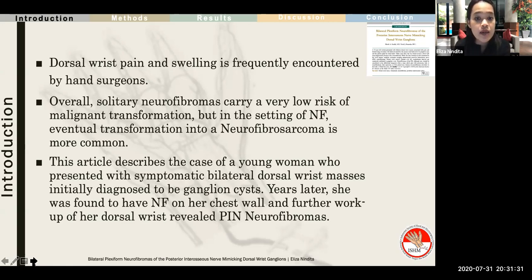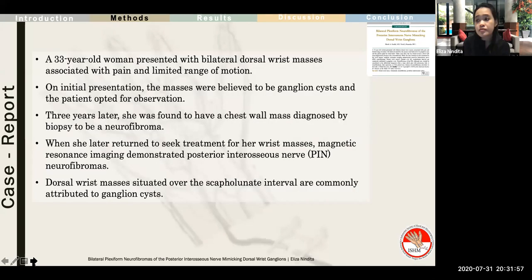This article describes the case of a young woman who presented with symptomatic bilateral dorsal wrist masses initially diagnosed to be ganglion cysts, and years later she was found to have a neurofibroma on her chest wall. So a further workup of her dorsal wrists revealed PIN neurofibromas, posterior interosseous nerve neurofibromas. A 33-year-old woman presented with bilateral dorsal wrist masses associated with pain and limited range of motion.